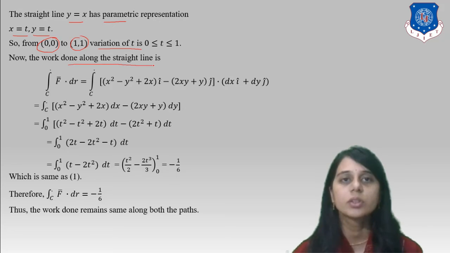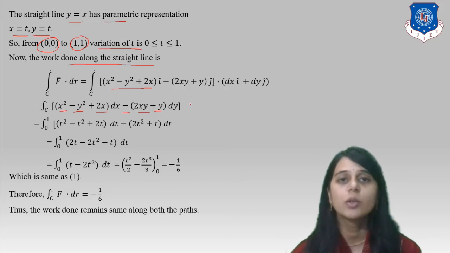Now work done of the straight line. Integration over C of F bar into dr, x square minus y square plus 2x i minus 2x plus y into dx i plus dy j. Multiplication of these two brackets, we get x square minus y square plus 2x plus 2xy plus y.